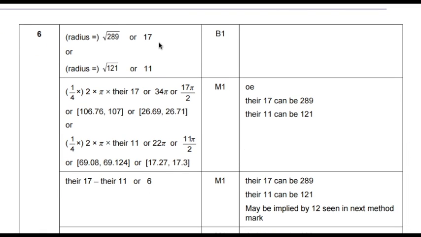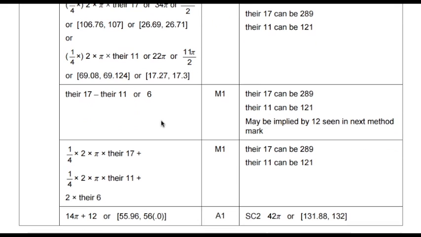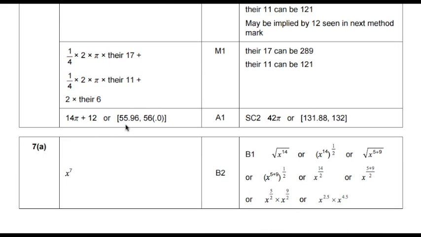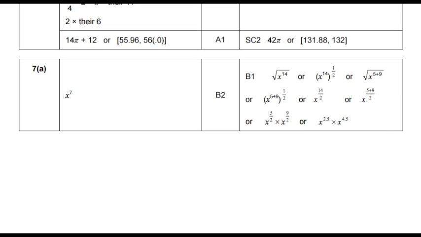So you get a mark for working out either of the radii. You get a mark for 17 pi over 2 or 11 pi over 2. A mark for getting the 6. A mark for adding them all up. And a mark for either getting an answer between 55.96 up to 56.0, and then there's your exact answer, 12 plus 14 pi. So you can leave it as an exact answer.